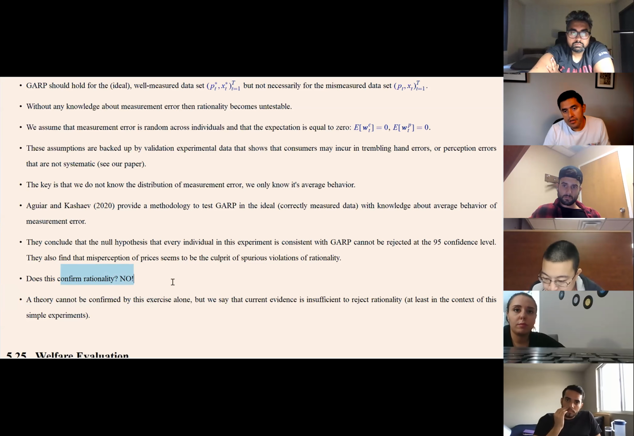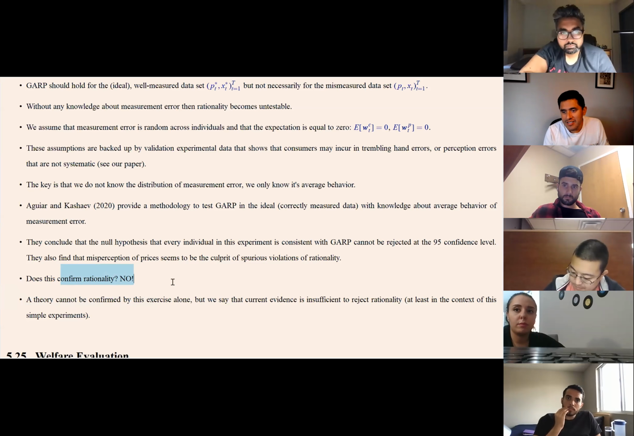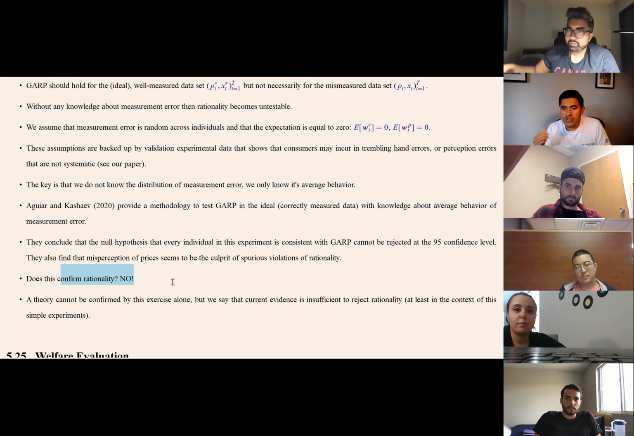A model only has two statuses: it has been rejected by data, or it hasn't been rejected yet. And then we go through time getting newer experiments, better methodologies, better data sets. If this model keeps being non-rejected, then we keep using it. Now, as Eduardo mentioned last class, with rationality, the issue is that methodologies and experiments are not perfect.